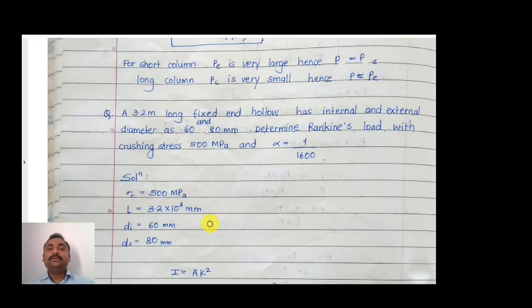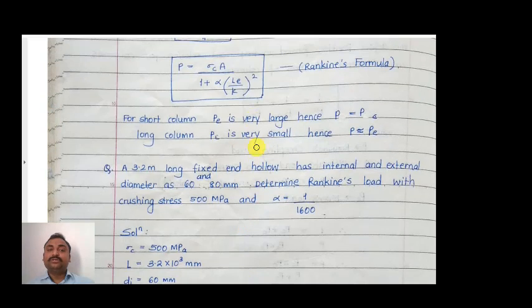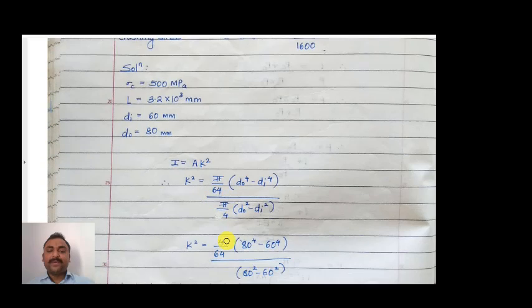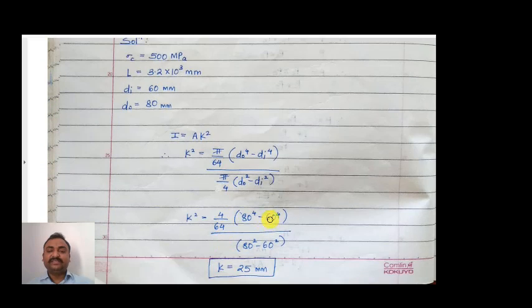First we will determine LE by K separately, because we need this ratio to calculate the crippling load. So first we will determine this ratio. For that we need to determine the moment of inertia and then the radius of gyration, that is K. Okay, so moment of inertia is equal to A K square. Moment of inertia is pi by 64 dO raised to 4 minus di raised to 4, upon pi by 4 dO square minus di square. Okay, pi will get cancelled, so it will be like this, and you will get the K value as 25 mm. Just do the calculation, you will get the same value.